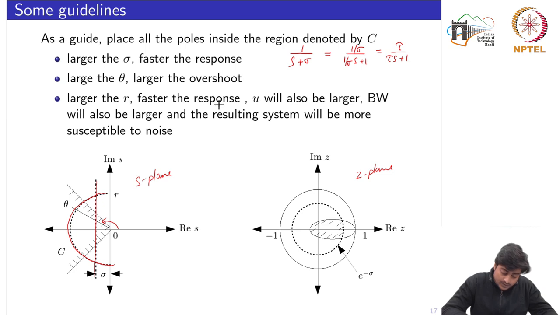With the faster response, as we had noted in some tutorial problems, if you recall some of the problems we discussed as a part of the tutorial on controllability, if we want to reach some desired state value in t1 amount of time, the lesser the time t1, the faster is the response and the larger is the energy. So it is obvious that the larger the r, the faster the response would be, and u would also be larger in that particular case. At the same time, bandwidth will also be larger, and the resulting system will be more susceptible to noises. Okay? So this is in the S plane, equivalently drawn in the Z plane.